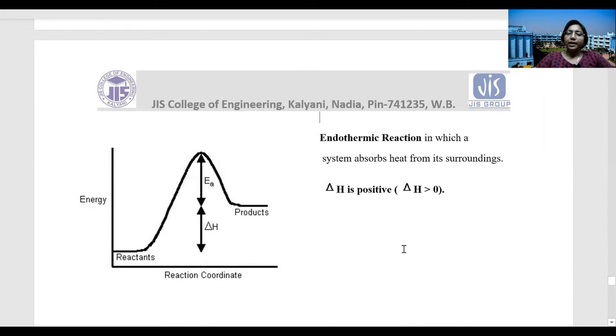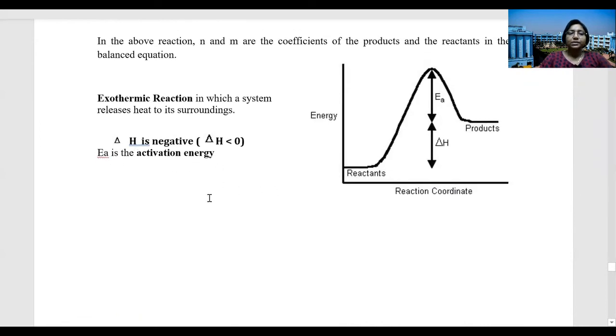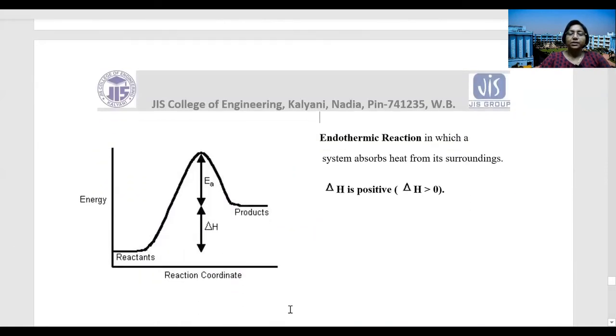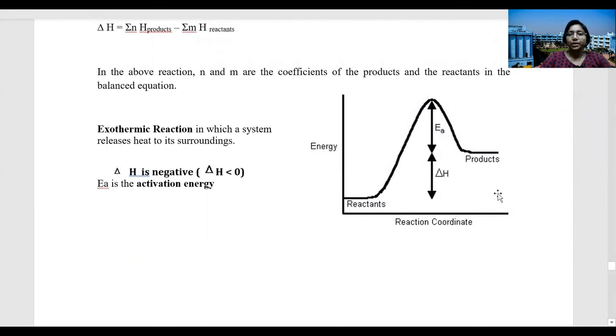And when the energy level of the product is less than the energy level of the reactant, then del H will be negative. In this case, this is the exothermic reaction. Okay, so in both cases the figure is showing the same. So you get this equation. For the exothermic reaction, basically the product energy level should be lower.